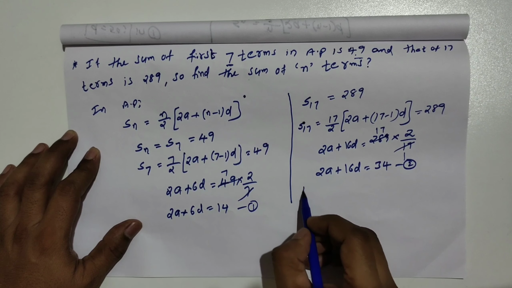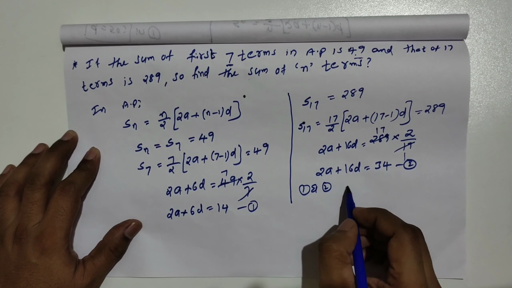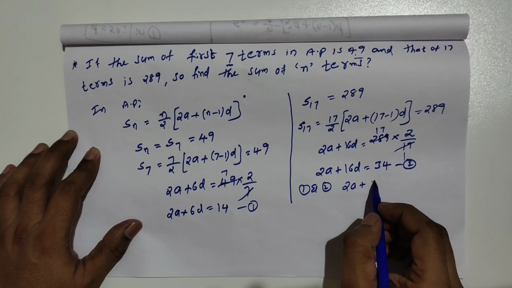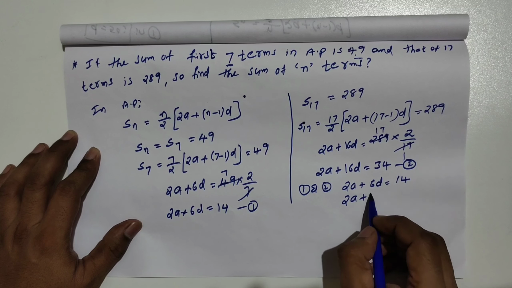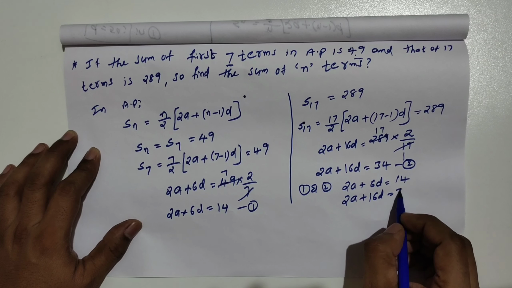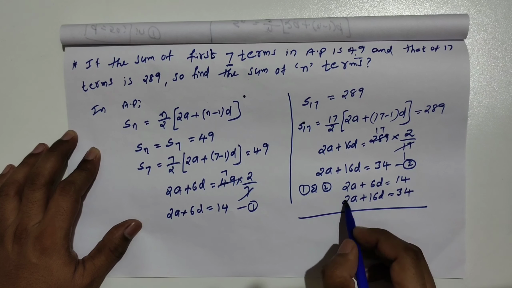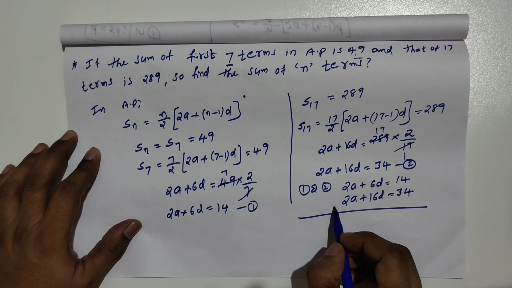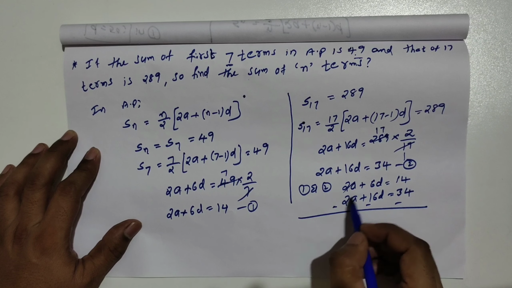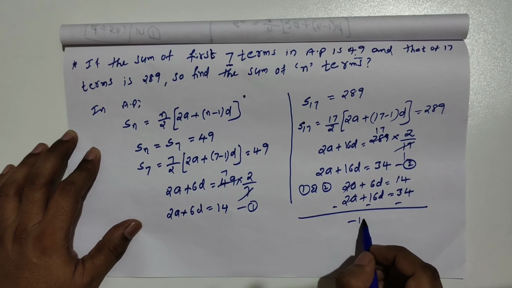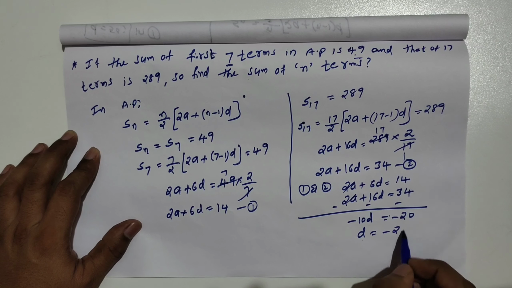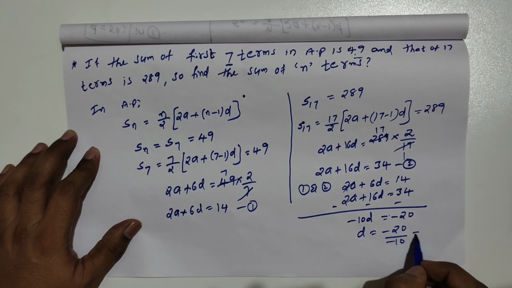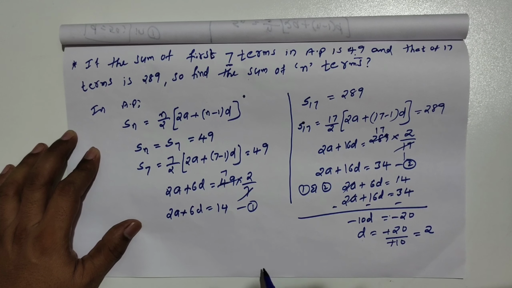So by solving 1 and 2, we get a and d values. We solve these two equations by the elimination method. Here 2a is the same, so we can subtract these two. 2a gets cancelled. 6d minus 16d is minus 10d, and 14 minus 34 is minus 20. Then d is equal to minus 20 by minus 10. Then we get the d value 2.